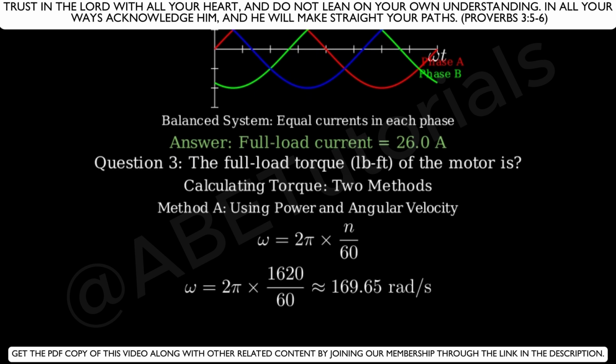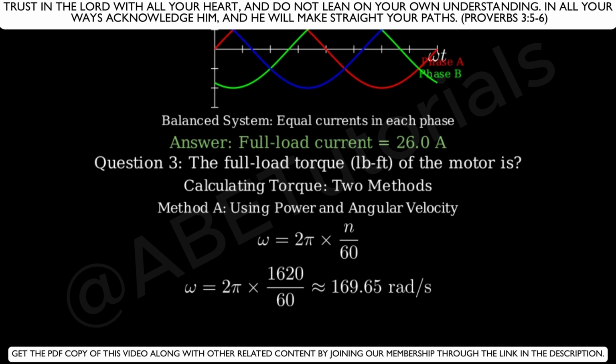Now, the relationship between power, torque, and angular velocity is power equals torque times angular velocity. Rearranging, torque equals power divided by angular velocity. Plugging in our values, we have 7,460 watts divided by 169.65 radians per second, which gives us approximately 44.0 newton meters. To convert from newton meters to pound feet, we multiply by 0.73756, giving us 44.0 times 0.73756, which equals approximately 32.5 pound-feet.